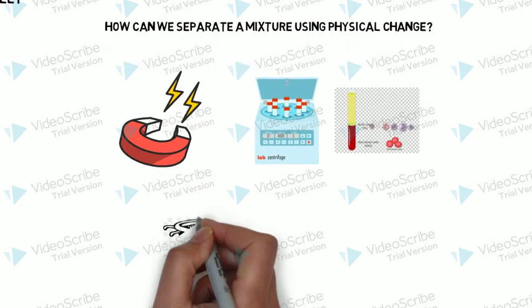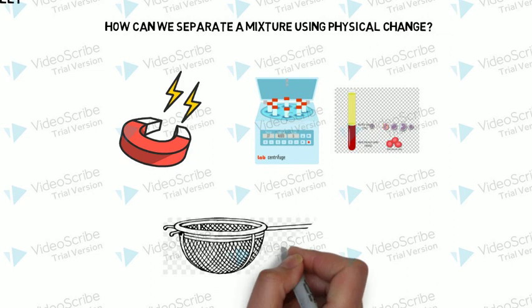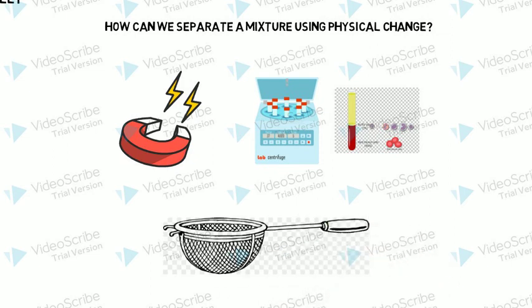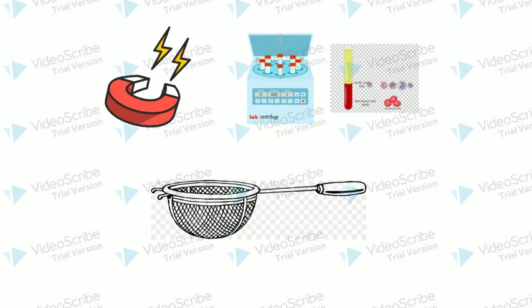Another tool is using a sieve. According to the hole size of the sieve, mixtures can be separated by particle size. Only the holes will determine which particles will go through and which particles will stay on the sieve.